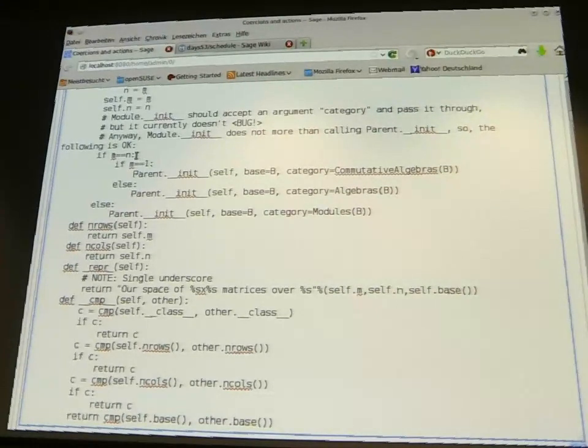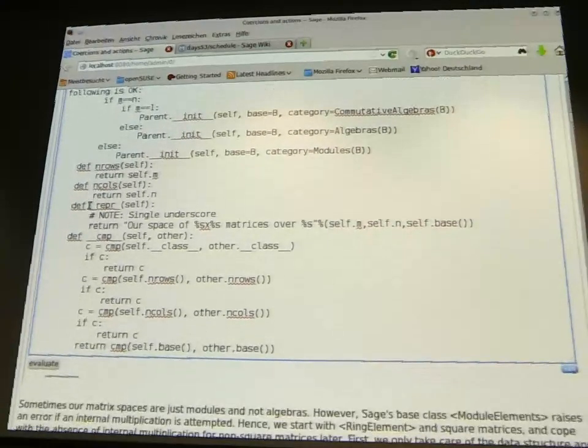If we have square matrices, then it is an algebra over this given base ring. If it is a 1x1 matrix, then it is even a commutative algebra. So I can just put this here. And otherwise it is just a module.